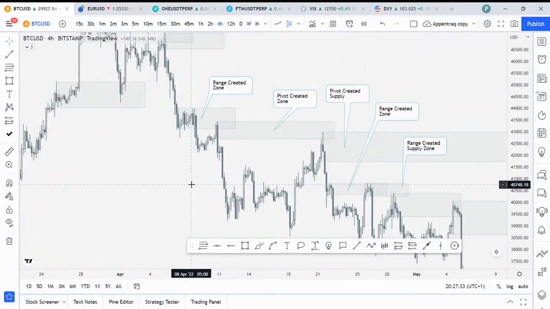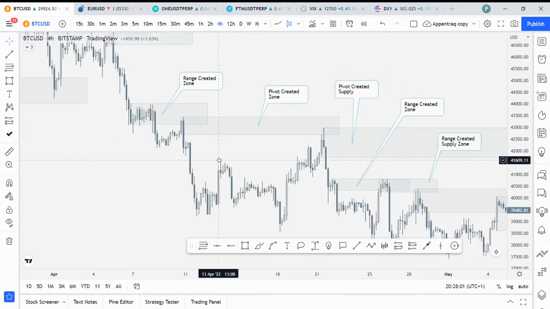Now, when you are mapping out your supply and demand zones, it's important you also pay attention to the purpose of the zone. Okay, when you are mapping out your supply and demand zone, you're either mapping it out as an area of interest or as a point of interest, or you are mapping it out to make an entry. Okay, you want to make an entry, especially on a lower time frame.